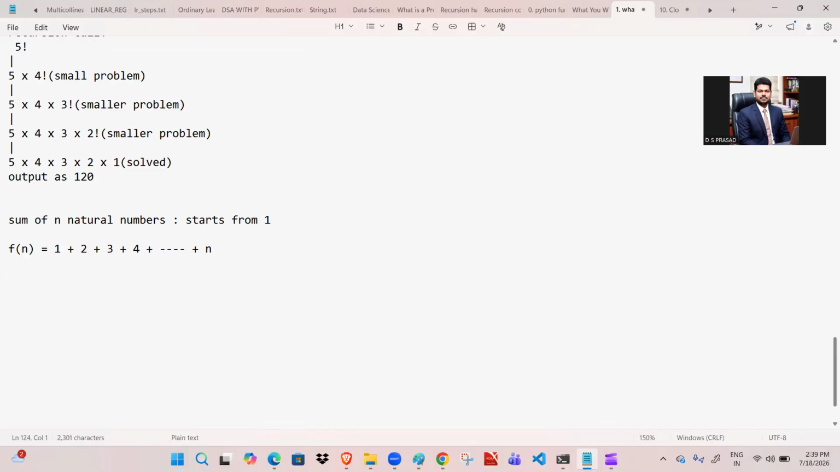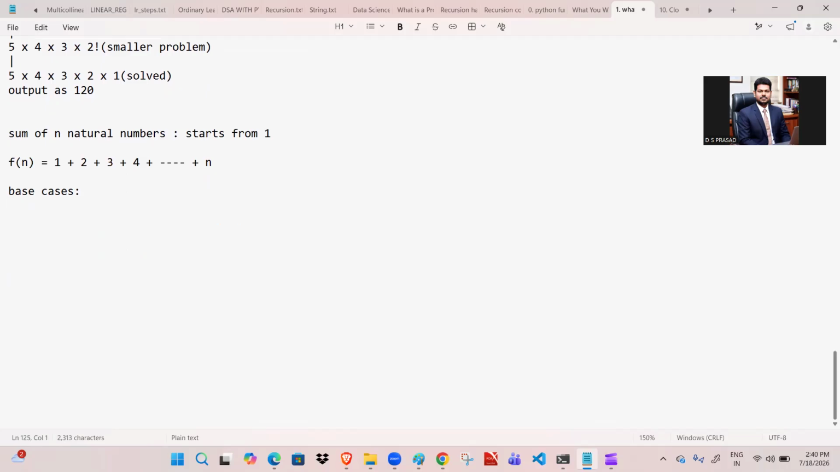Okay. So here, what are the different base cases? Base conditions are base cases that are available. Just think of it. Here, when we get 1, we stop. So here, f(n) equals 1, and our duty is to return 1 only.